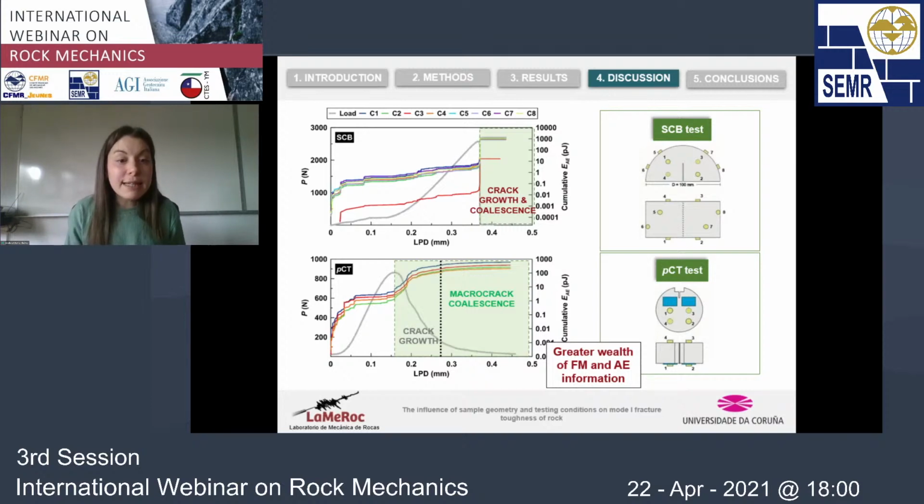However, in the case of the PCT, we observed that although there is energy released before the peak load, the major part of the energy is released after this moment, and not as suddenly as in the case of the SCV. Thanks to having this control on the post-peak, we can assess the energy needed for crack growth and macro crack coalescence. So the PCT is giving us a greater wealth of not only fracture mechanics information, but also of acoustic emission information.